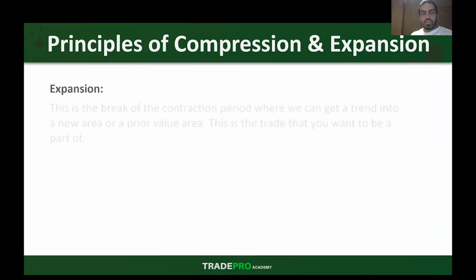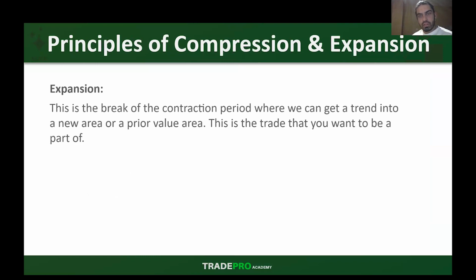When we talk about expansions, this is the break of a contraction period where we can get a trend into a new area or a prior value area. When expansions occur, they run until they find another home. If we think of a compressive period like comfort, you're at home and everything's good. At some point, let's say it's stormy outside, that's the expansionary period. You're trying to get from point A to point B as fast as you can to find a new home. When expansions happen, they tend to stall out at prior large compressions, or they find and create their own compressive period. This is the trade that you want to be a part of.